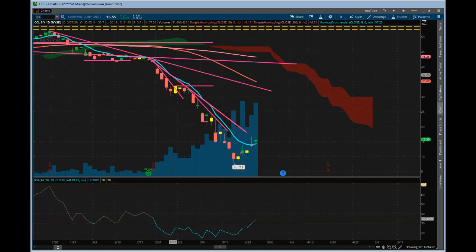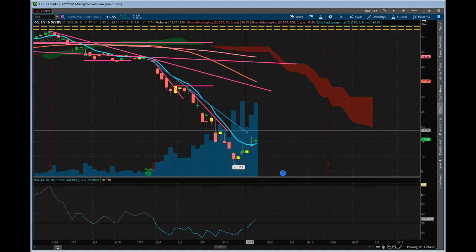This one right here, if you just extend this trend line out, you can see we're not even quite above it yet. It looks like we tagged it. Let me fix this a little bit. There we go. So it looks like we tagged it.